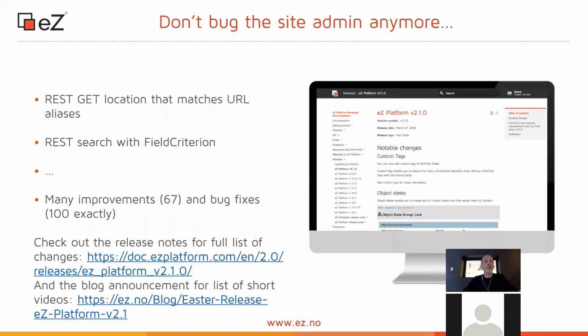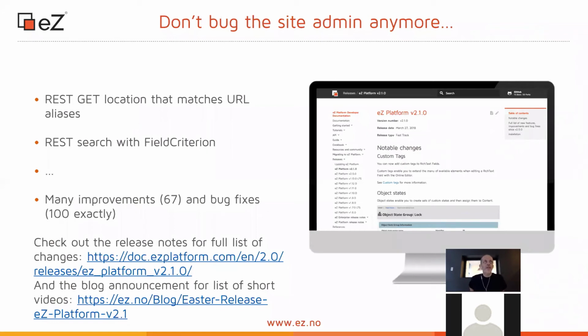There are improvements to the REST API. I won't show them, but like passing the location that match the URL alias, providing the search with field criterions. And there are quite a few other small things that I won't list. I just counted them though. There's exactly 100 bug fixes in this release, which is quite a lot when you think about this.